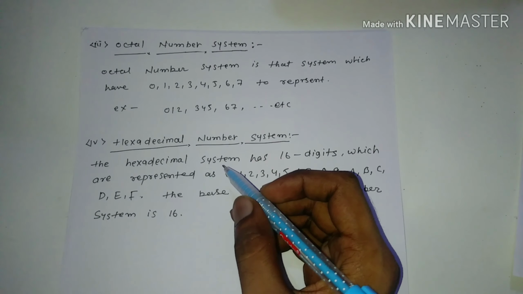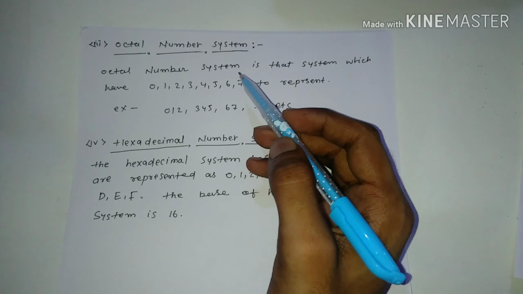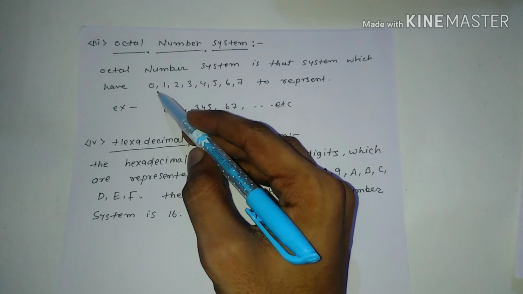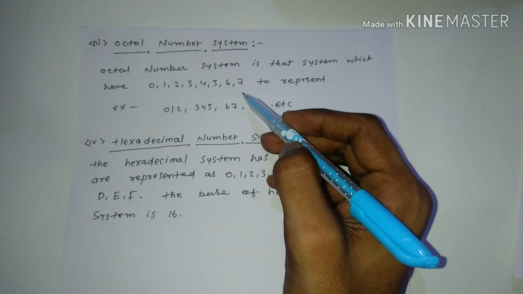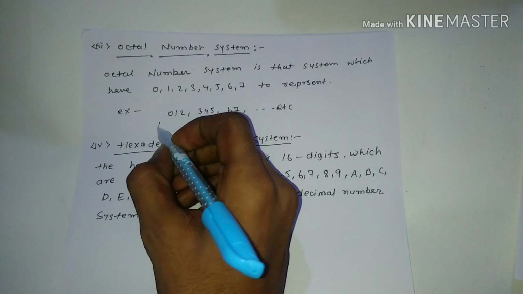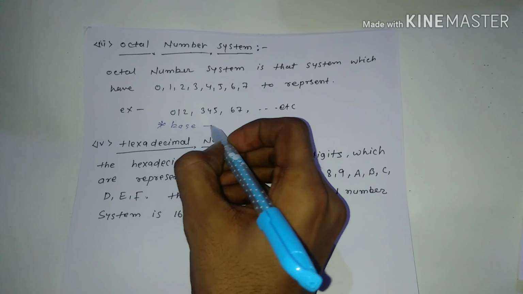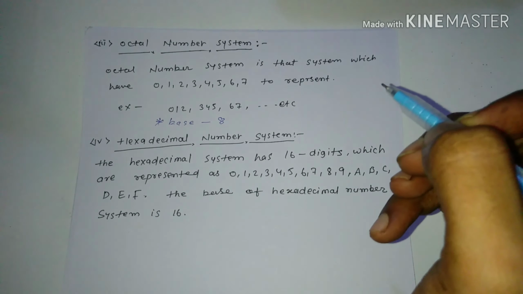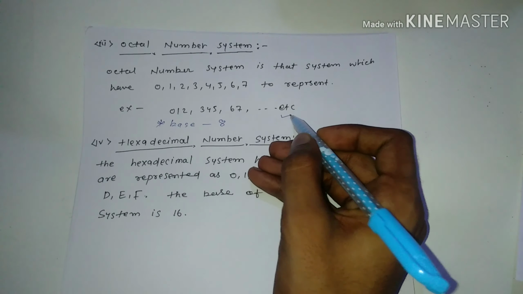And the third one is octal number system. Octal number system is nothing but these digits: 0, 1, 2, 3, 4 up to 7. This is called octal number system and its base is 8. And these are the examples of octal number system.